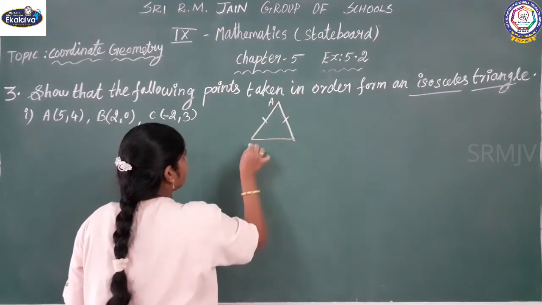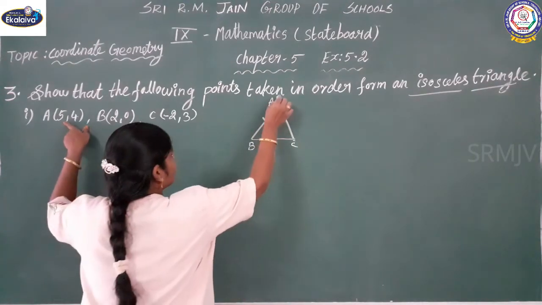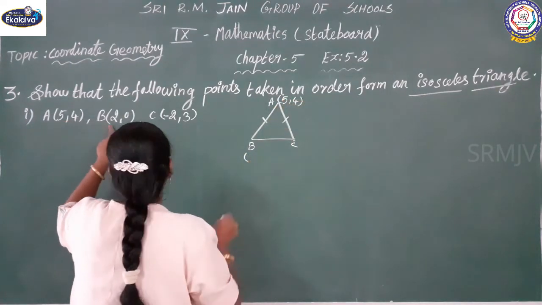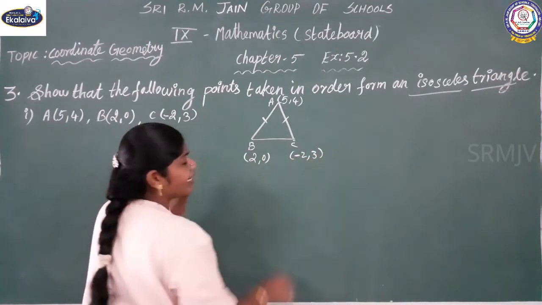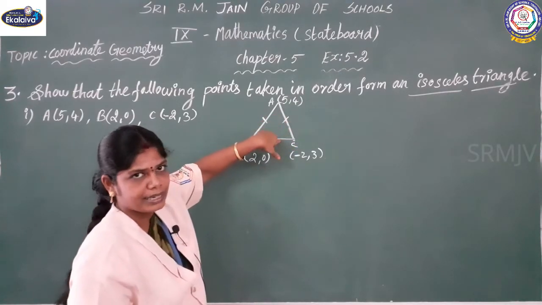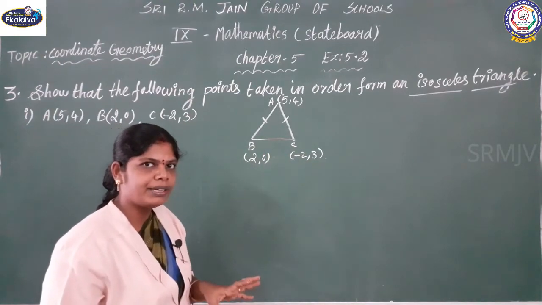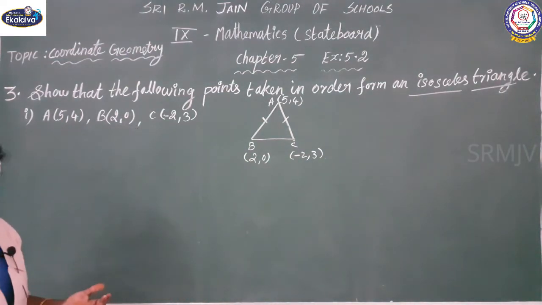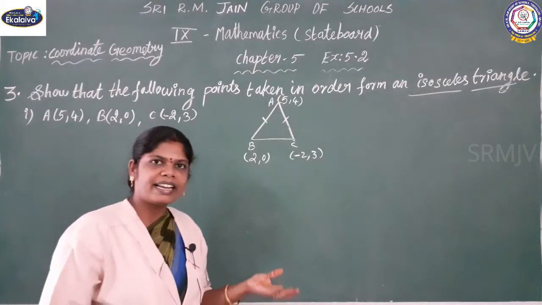Okay, A, B, C. So here you substitute the values. The vertices are A (5, 4), B (2, 0) and C (-2, 3). You can take any two sides. In a triangle, if two sides are equal, that type of triangle is called an isosceles triangle. So here we are going to use the distance formula to find whether the given points form an isosceles triangle or not.